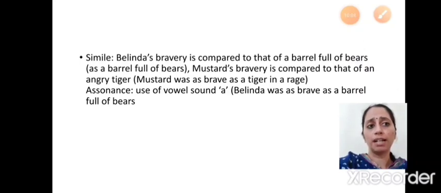Now look at this line. Belinda was as brave as a barrel full of bears. I told you this is alliteration. It is an assonance as well. Okay, the sound of A in Belinda. Everywhere, if you see, the sound of A is repeated. One more very important thing, students, there are many assonants and consonants that you will find in this poem. Few I will discuss and others you will make a note of. Clear?